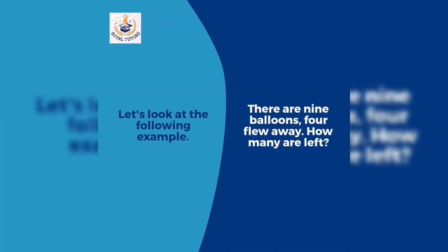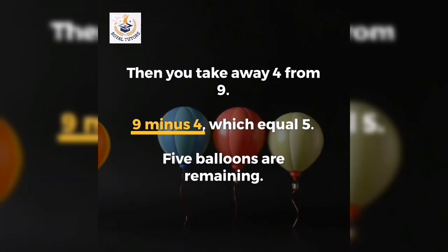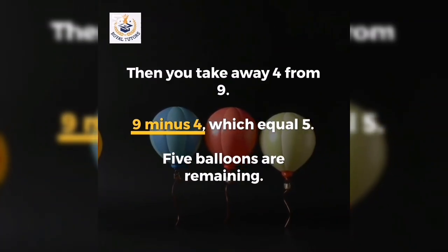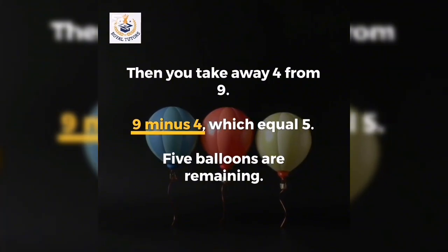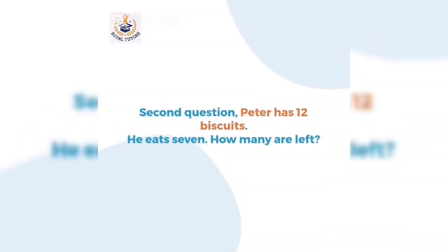There are 9 balloons, 4 flew away. How many are left? First step, identify the numbers in the question. We have 9 and 4. Then you take away 4 from 9. 9 minus 4, which equals 5. 5 balloons are remaining.